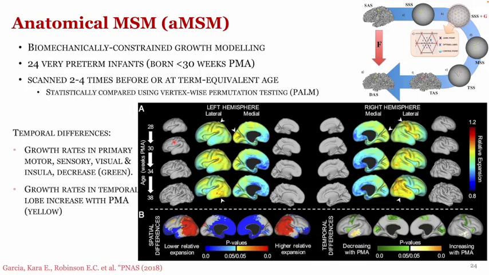And these results were interesting, showing that growth across the cortex is not even, but rather is initially fastest in the somatomotor, visual and insular regions, but later rates of growth in these areas slow down to be overtaken by growth in the temporal lobe.